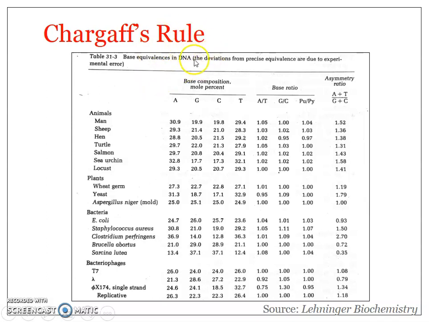Okay, so this particular table shows the molar equivalence, or the base equivalence, in DNA, and here you can see how much mole percent of each of these bases is present in the sample collected from different species. They also found the base ratio, and it is almost equal to 1. You can see over here it is almost equal to 1, and another important feature is that this particular ratio is specific to each species. That is one important feature which we'll see.